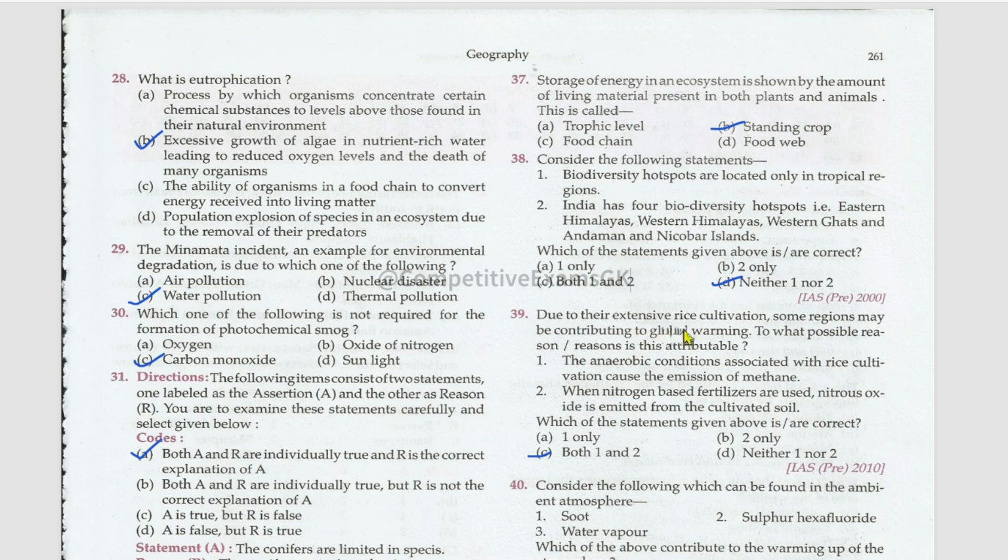Due to their extensive rice cultivation, some regions may be contributing to global warming. To what possible reason or reasons is this attributable? Which of the given above are correct? The anaerobic conditions associated with rice cultivation cause the emission of methane, right? When nitrogen-based fertilizers are used, nitrogen oxide is emitted from the cultivated soil. This is also true.